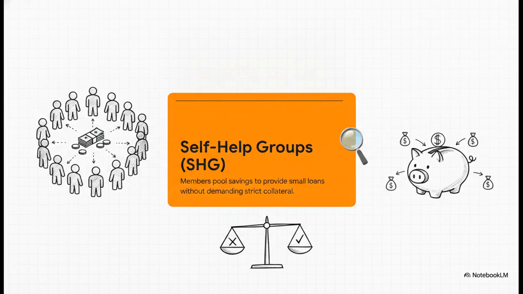Here's how it works. A small group of neighbors, usually 15 to 20 people, pools their regular savings to provide manageable loans to each other. They charge a reasonable interest rate, way lower than a local moneylender. And the true genius of it? The group itself guarantees repayment. This makes traditional banks actually willing to lend to the SHG as a whole, completely bypassing the need for individual collateral. It's a game changer.